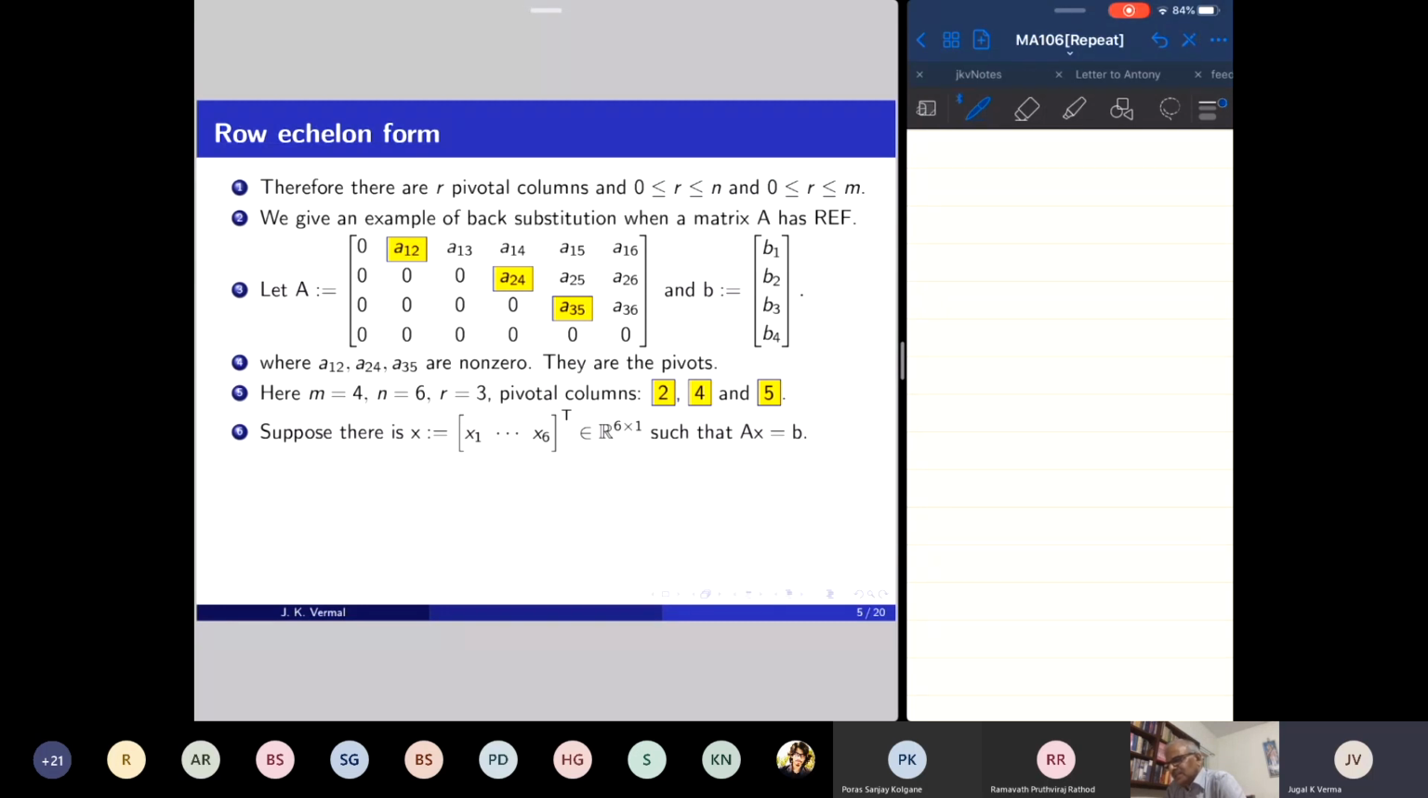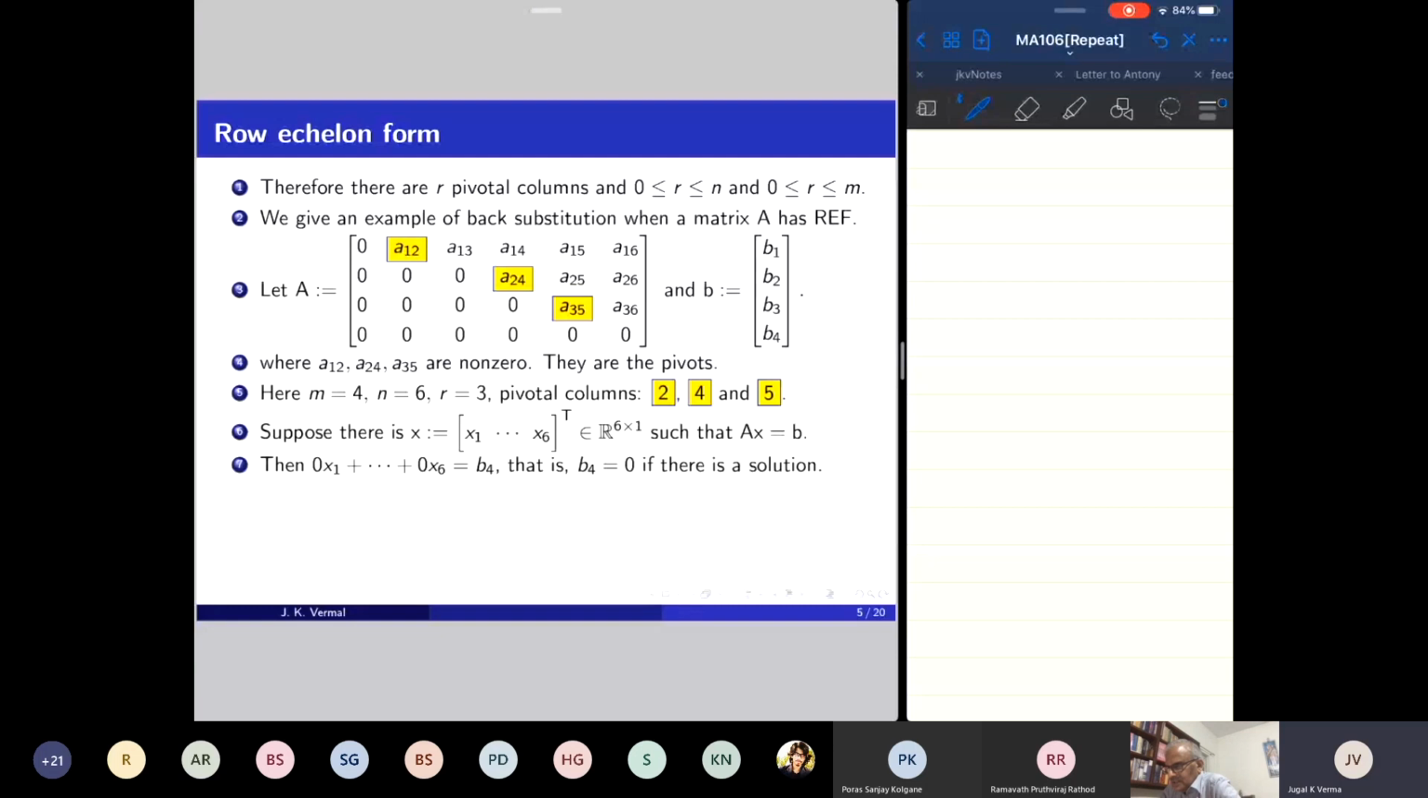Suppose there are 6 columns, and therefore 6 variables. So the system of equations is AX equal to B. Look at the last row. The last row corresponds to the equation 0x1 plus 0x2 plus ... plus 0x6 equal to B4. So if there is a solution, then B4 is forced to be 0.